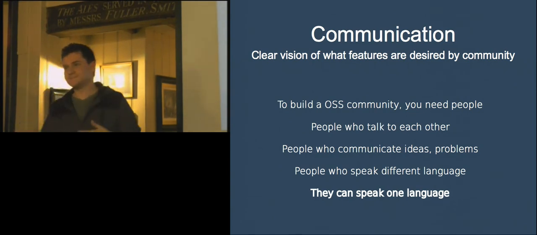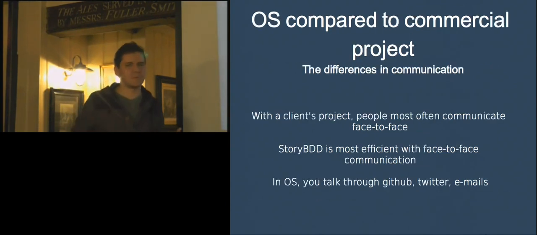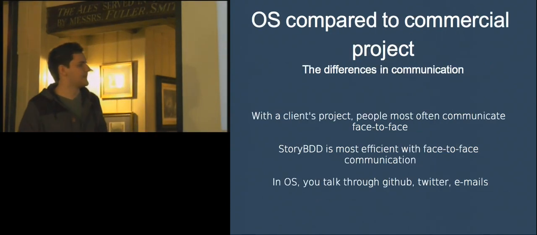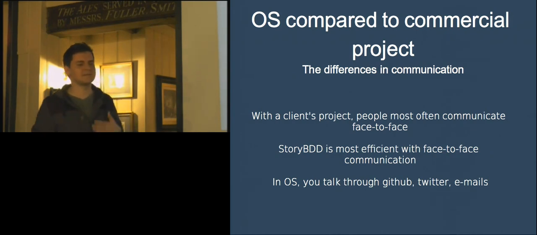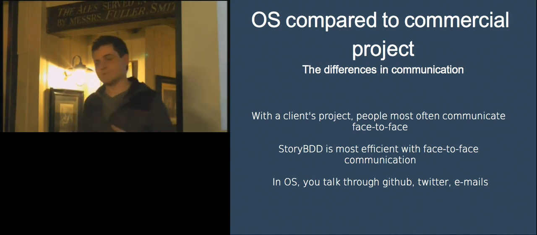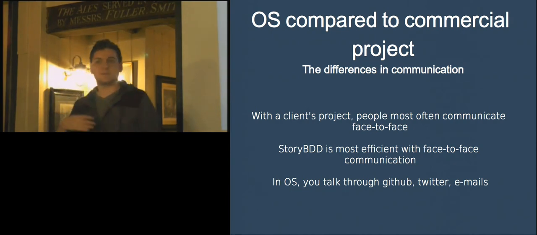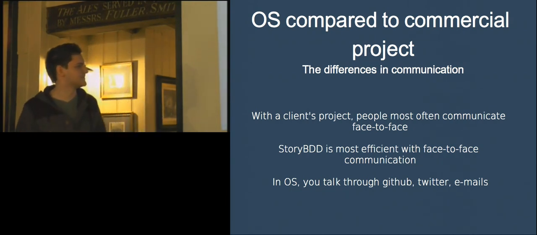They often speak different languages, which sometimes can be a problem, but there is a way to make them speak one language, one unified language which everyone around the project understands. With a commercial project, this language is pretty much the business domain of your client. So you learn to speak his language, and at the same time he improves his language and understanding of his business. But in commercial projects, most of the time you communicate face to face, or at least on Skype. While in open source, it's mostly GitHub, Twitter. These are nice and fast channels of communication, but to write a Behat story through Twitter is not possible.